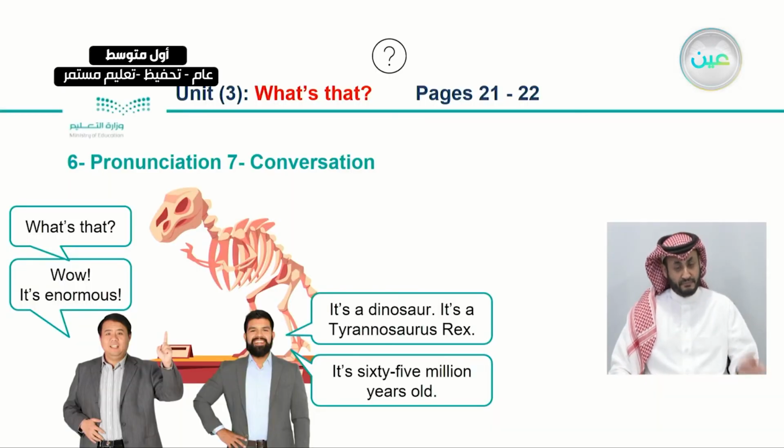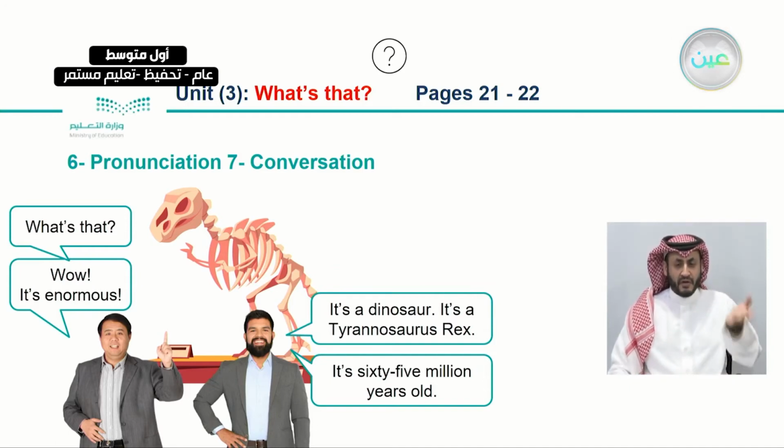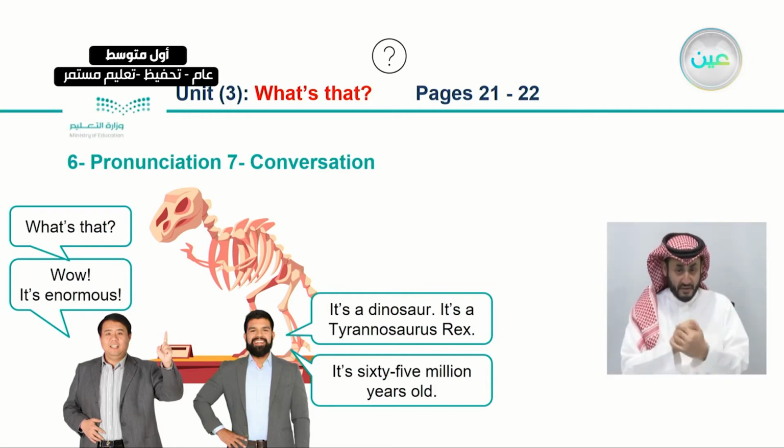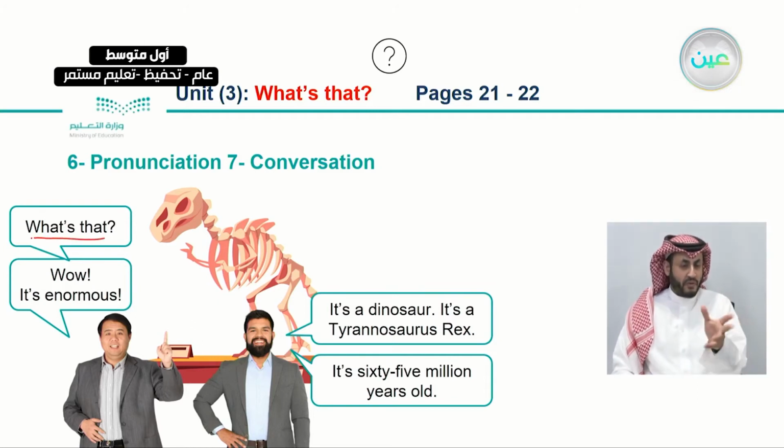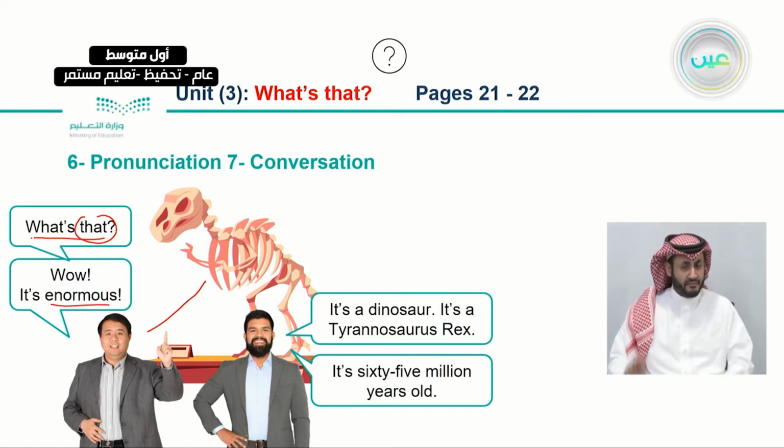Also, we had a conversation about dinosaurs that took place in a science museum, and we learned how to ask about such items like, what's that? Do you think the item is close to the person or far away? That. It is far. It's a singular item and it's far from the speaker. What's that? It's a dinosaur. It's a Tyrannosaurus rex. Wow, it's enormous. Enormous means very big or huge. It's 65 million years old.